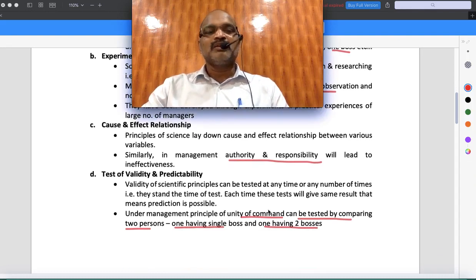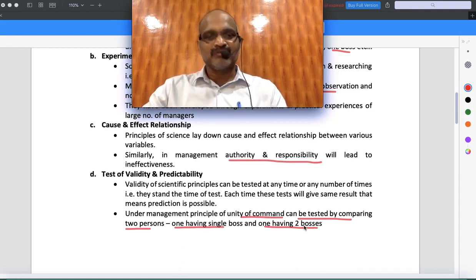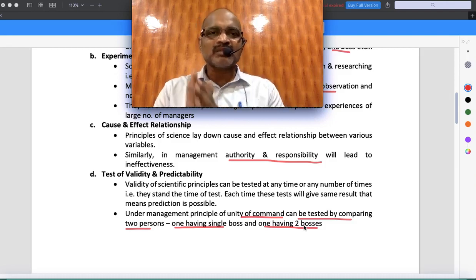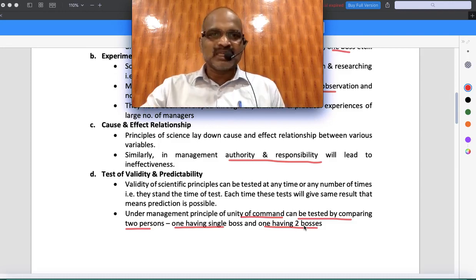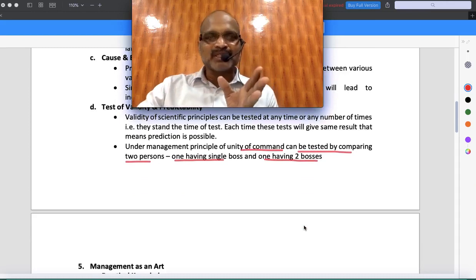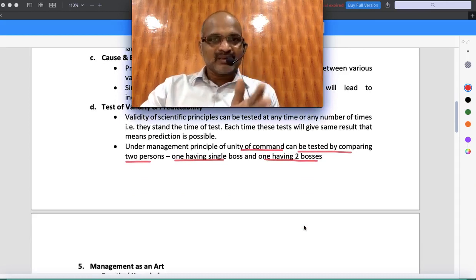Next thing is, when there are scientific principles we can test them whether they are true or not. Just like that, certain management principles, we are going to study in this lesson what all management principles we have, can also be tested to see whether they are good or not. In this way we can say management has the characteristics of science. Clear? Yes, it's a revision.